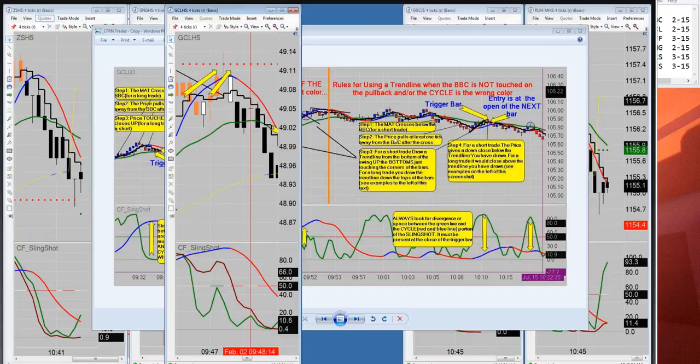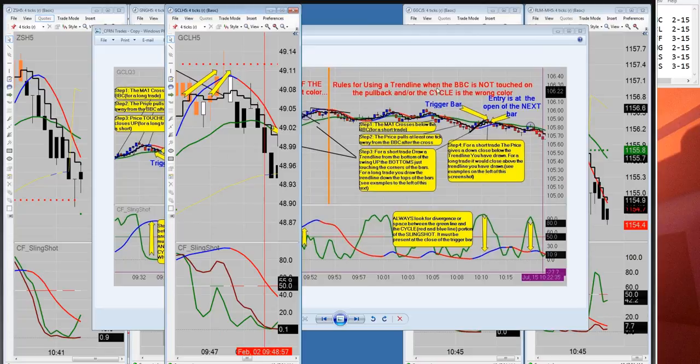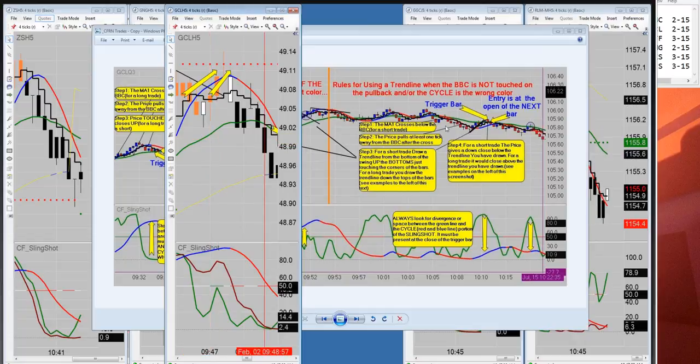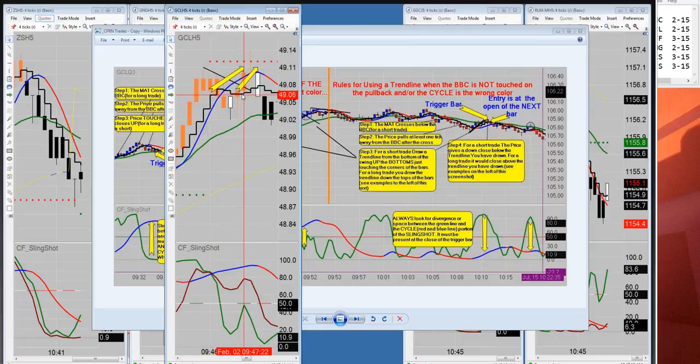Now, this side over here is when the cycle is the wrong color or price doesn't pull all the way back to the BBC. Those are the rules for using a trend line when the BBC is not touched on the pullback or the cycle is the wrong color. That's this side over here, and that's this trade right here. We get a lot of these trades. As soon as price starts pulling back, you don't know that it's not going to hit the BBC. You don't know how far back it's going to pull. So you got to start drawing your trend line right away, as soon as it starts pulling back.